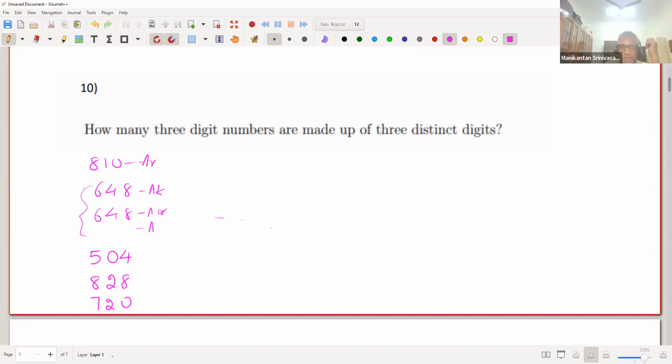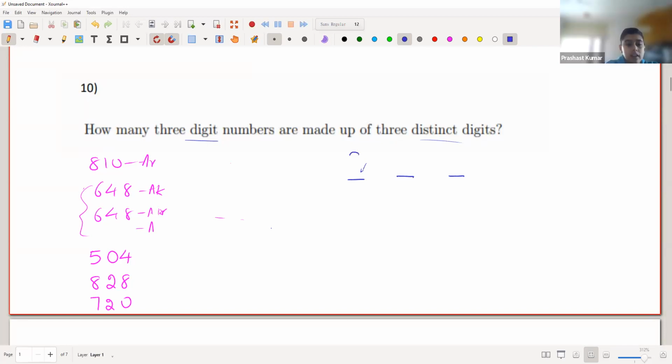How many 3-digit numbers? Okay, 3-digit numbers means obviously, it goes without saying, they cannot start with 0. Made of 3 distinct digits. So first digit, second digit, third digit. Okay, so first digit, I can put any digit from 1 to 9. I cannot put 0. I can put any number from 1 to 9.